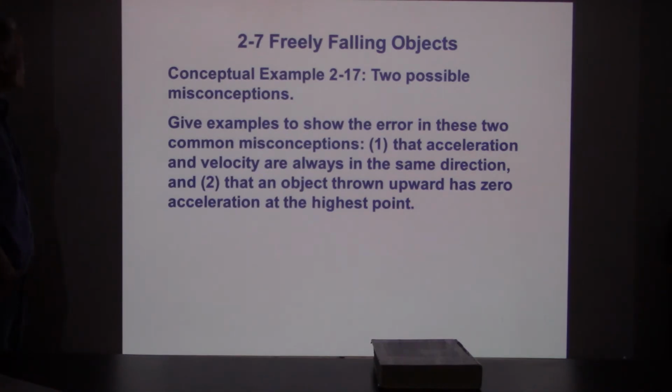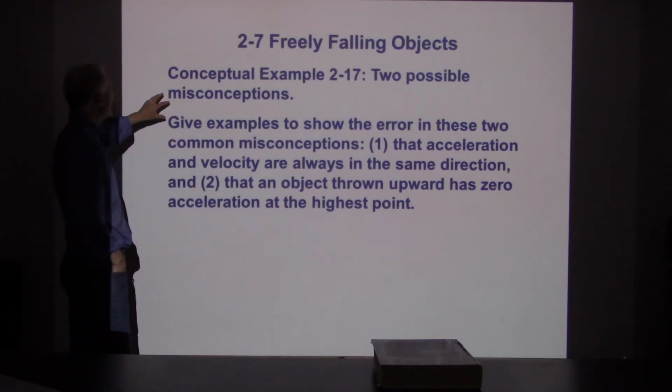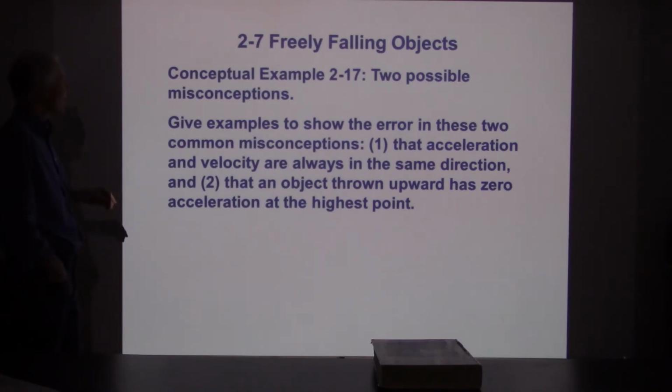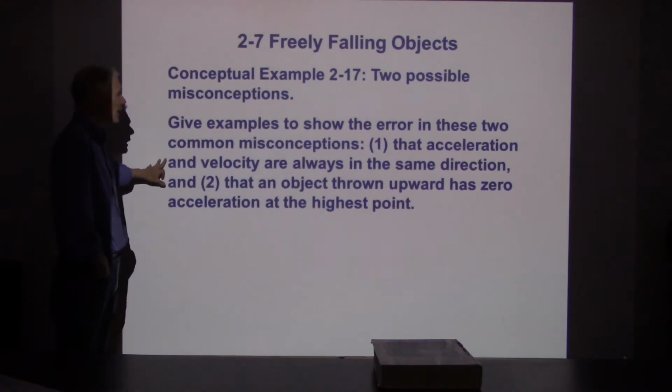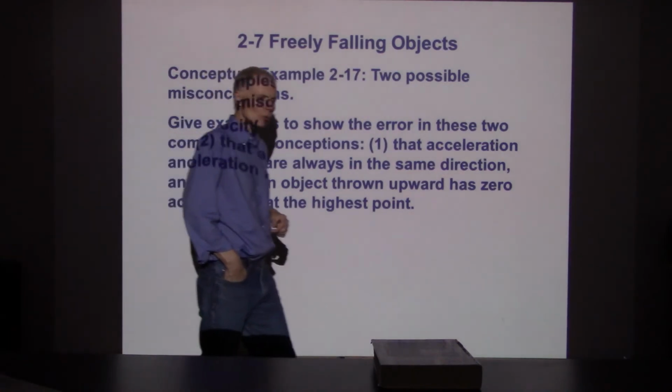Okay, more examples. I think the rest of the chapter is working some more examples. We're not through yet. But this is saying conceptually there are two possible misconceptions going on here. Let's see if that applies to us. The first common misconception is that velocity and acceleration have to be in the same direction.